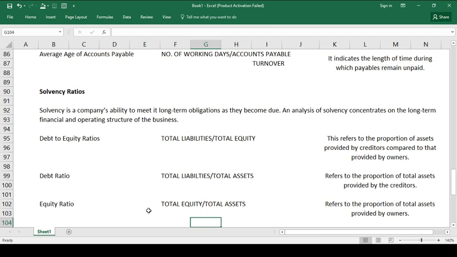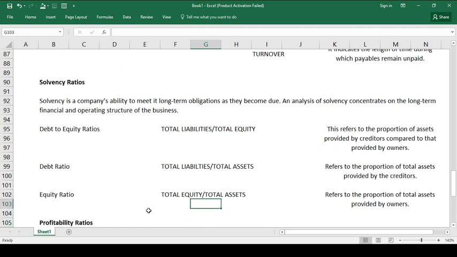An analysis of solvency concentrates on the long-term financial and operating structure of the business. Okay, so for the purpose of discussion lang, under accountancy, business, and management students, there are many solvency ratio, but at your level, we will only discuss three ratios. We have the debt to equity ratios, the debt ratio, and the equity ratio. The debt to equity ratio is simply dividing the total liabilities, regardless to whether it is current or non-current, over the total equity.